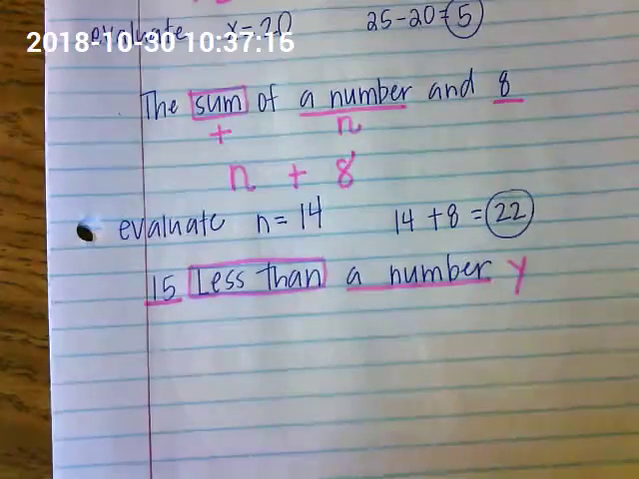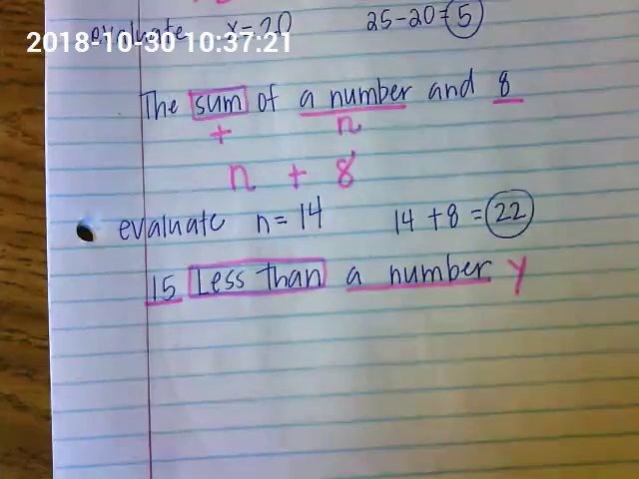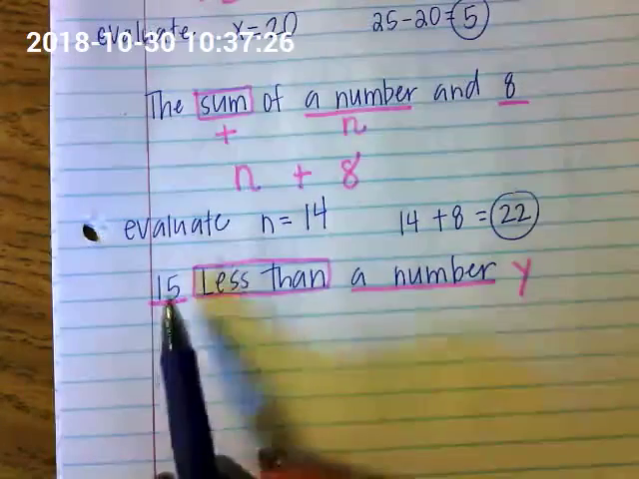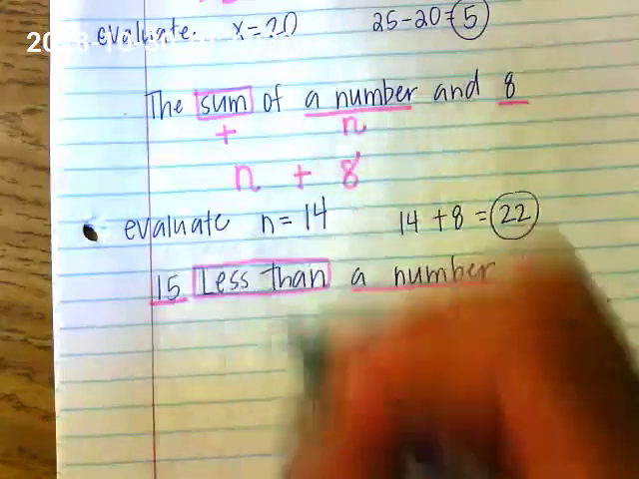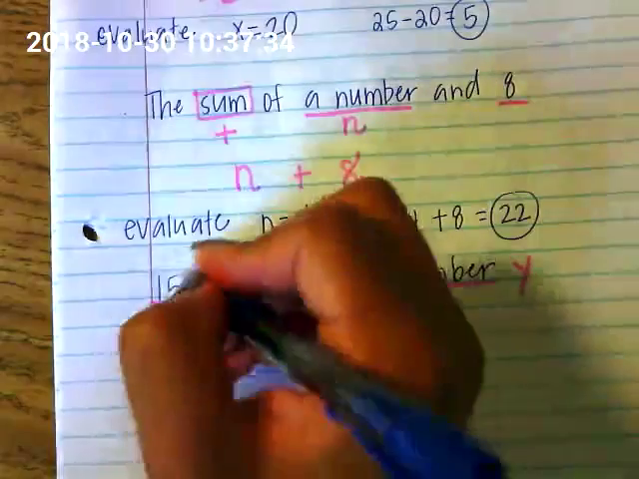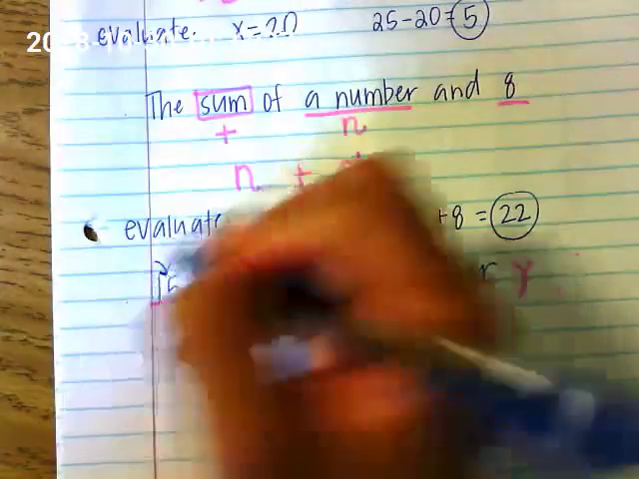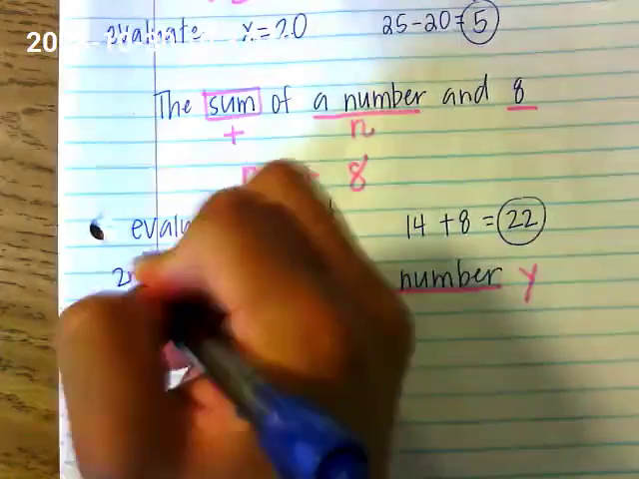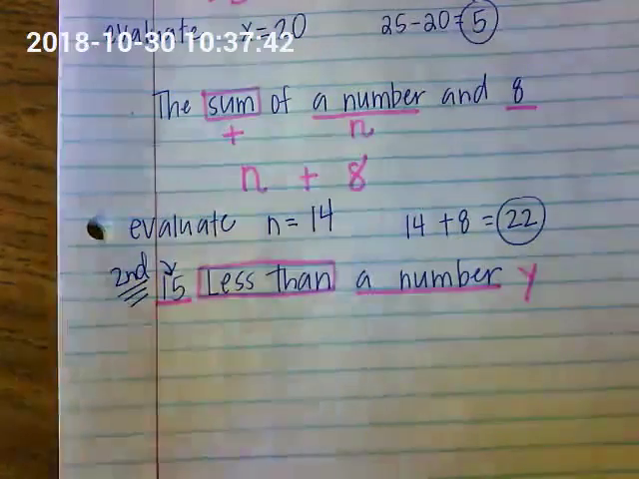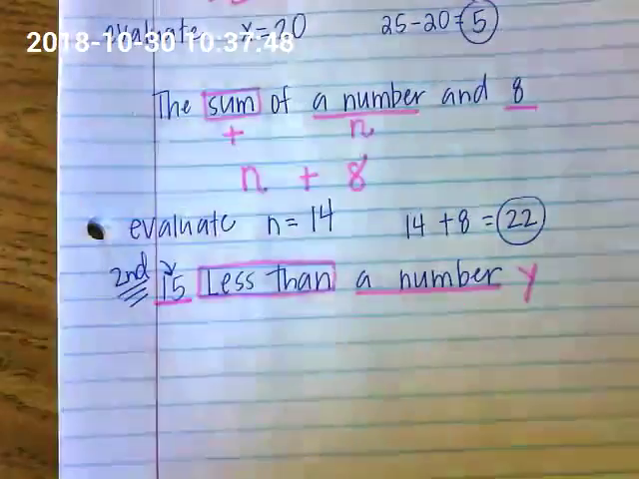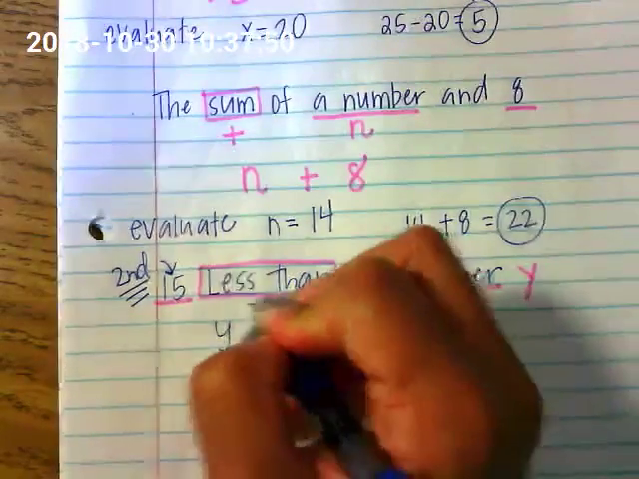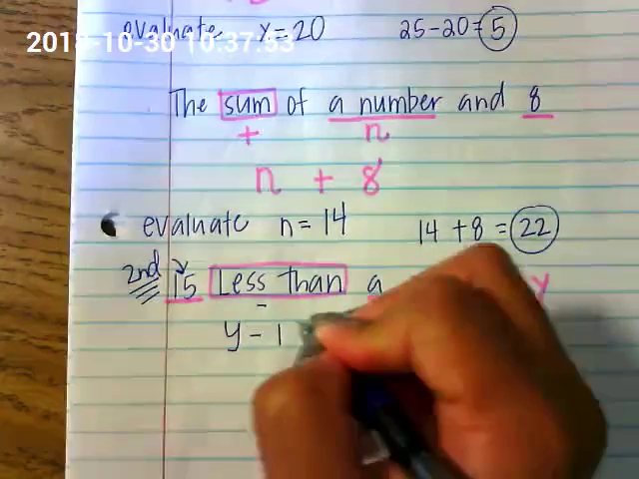So if 15 less than a number, are we going to be subtracting y, or are we going to be subtracting 15 from y? 15 from y, because we're saying 15 is less than this number. All right? So whenever you have less than, you're going to put this number second. Okay? If you have more than, you put that number second. Less than or more than, you put that number second. So we have y minus 15.